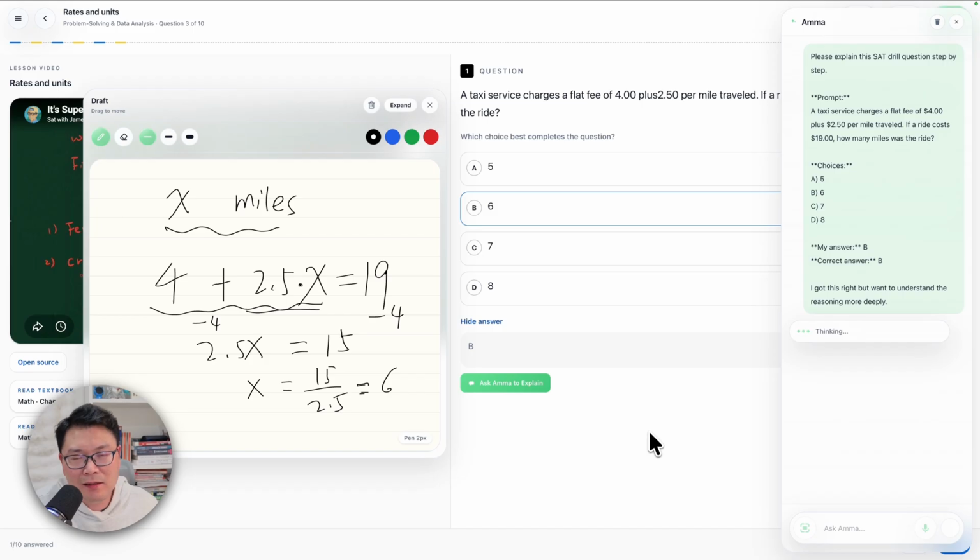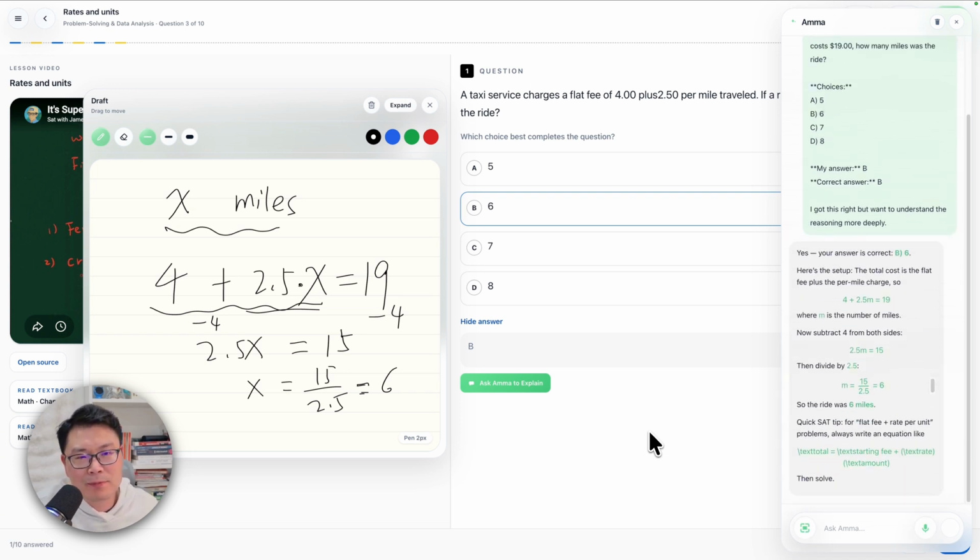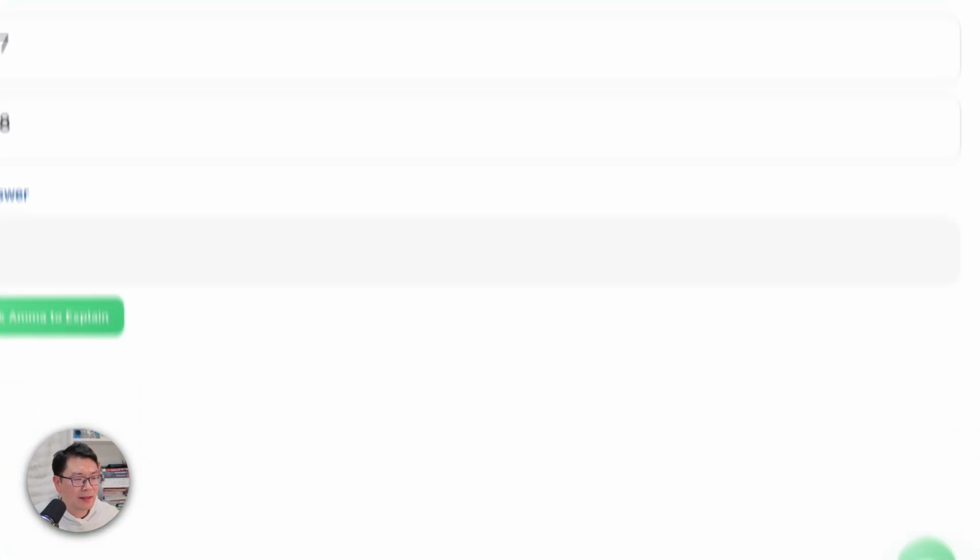And again, if you still have questions about this problem, you can always discuss with Emma, and she's going to explain things with you. And if you're using the iPad app, you can turn on the voice mode and you can talk with her in voice. And she's going to reply in voice too. That's quite an experience. Let's take a look at the next problem.